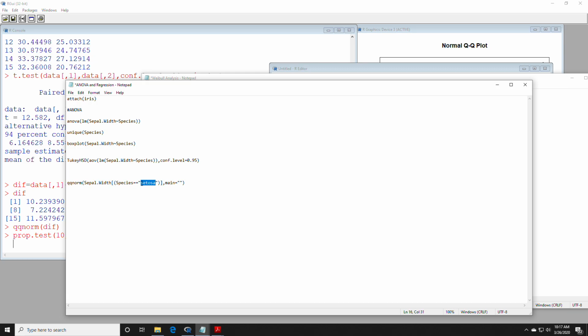Recalling we have to change and do however many groups we have, right? ANOVA, we're comparing multiple means. That was the gist of ANOVA. And so for each group, we have to do a QQ plot for each one, right? We want to see that each group is normally distributed.